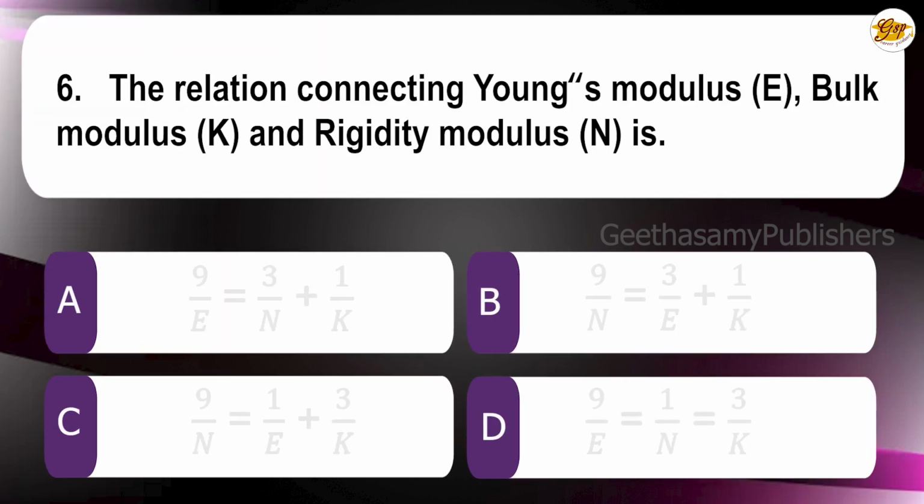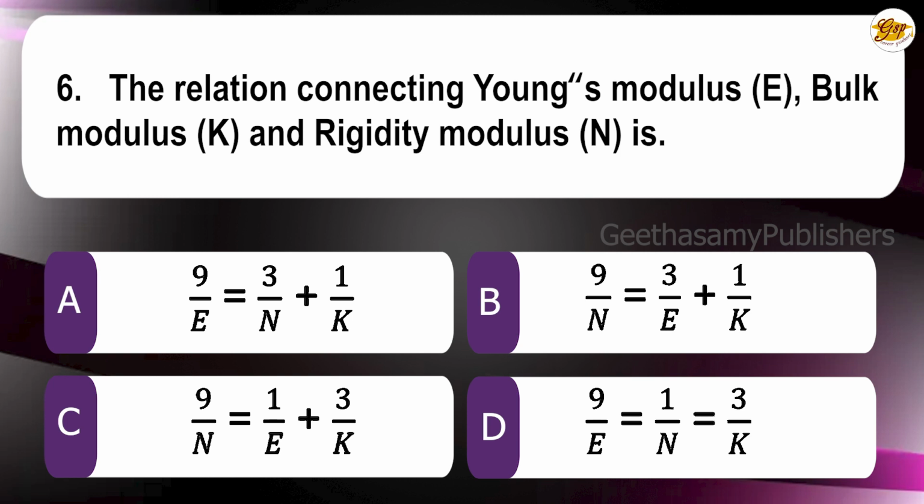Question number 6. The relation connecting Young's modulus E, bulk modulus K and rigidity modulus N is A. 9 by E equal to 3 by N plus 1 by K. B. 9 by N equal to 3 by E plus 1 by K. C. 9 by N equal to 1 by E plus 3 by K. D. 9 by E equal to 1 by N equal to 3 by K. The correct answer is A. 9 by E equal to 3 by N plus 1 by K.